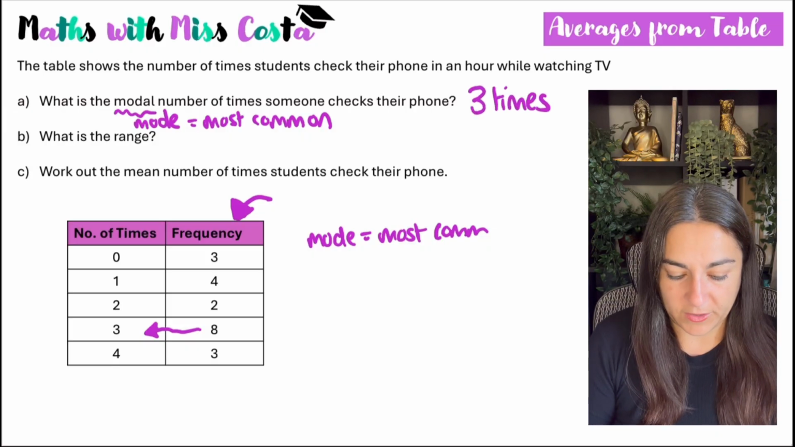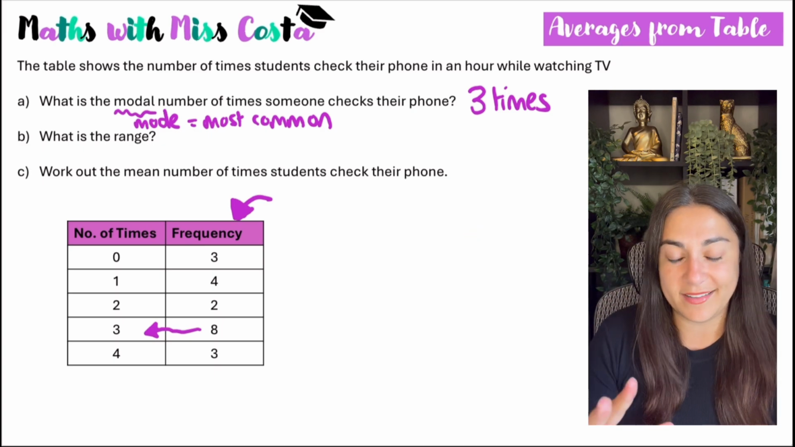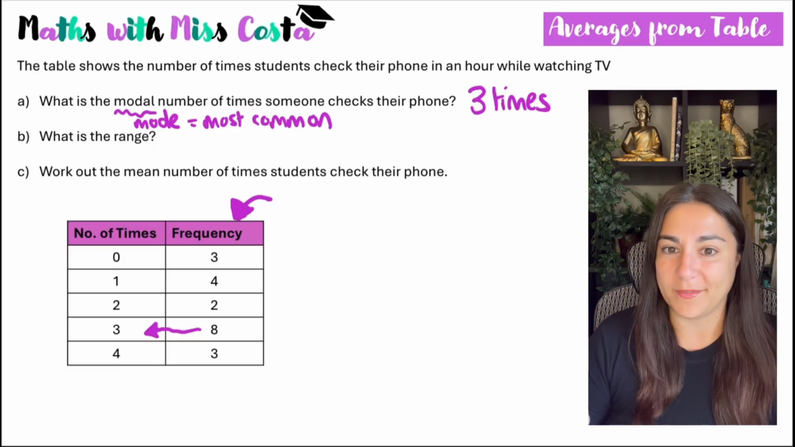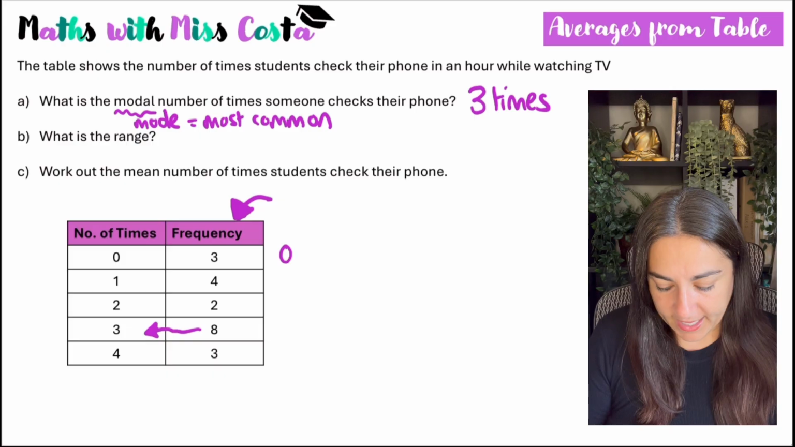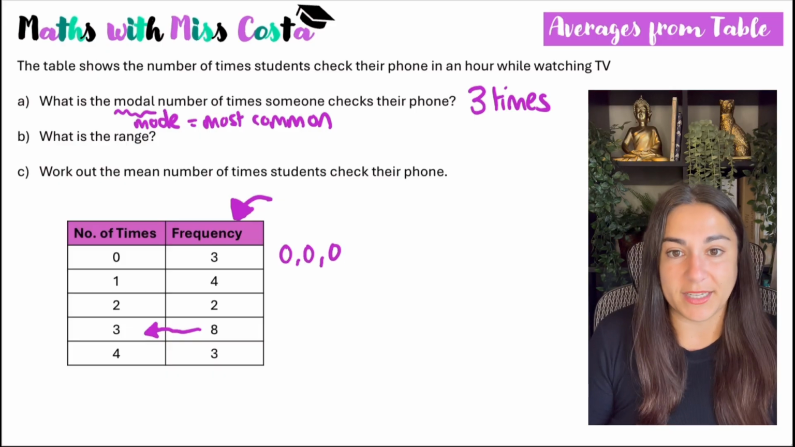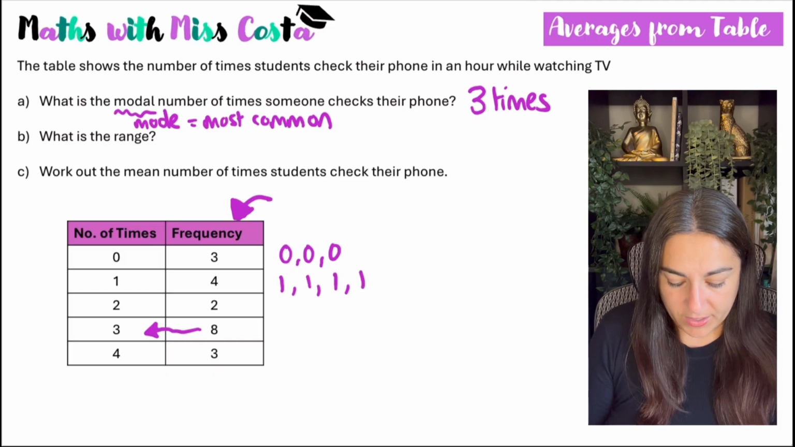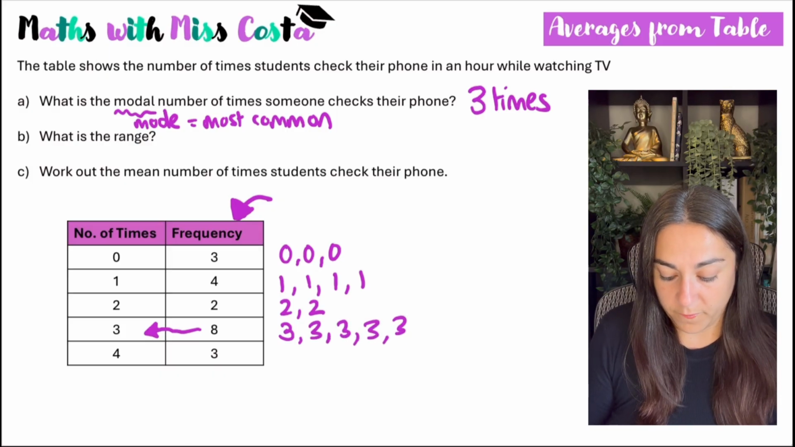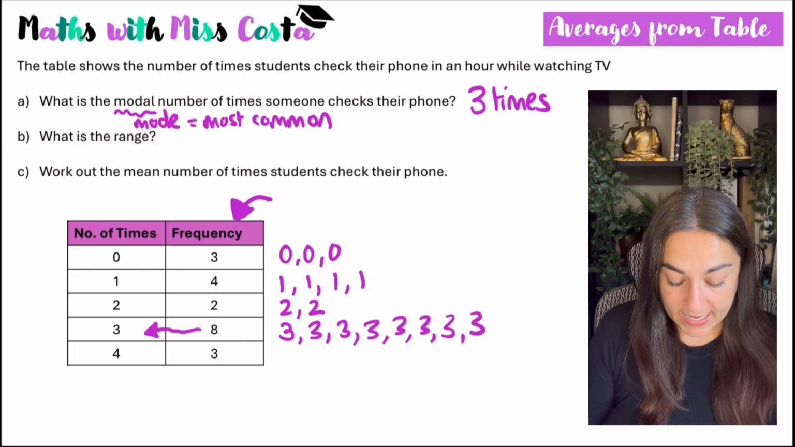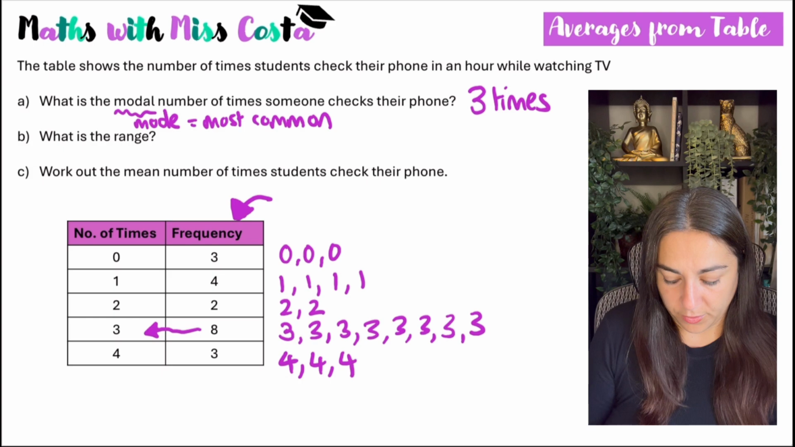But actually what I'm going to do is show you what this data actually represents, so that if you get really stuck, this is your fallback method. So 3 people check their phone 0 times. So that means there's 3 lots of zeros in my data set. 4 people check their phone once, so that's 1, 1, 1. 2 people check their phone twice. 8 people check their phone 3 times. So I've got 1, 2, 3, 4, 5, 6, 7, 8. And 3 people check their phone 4 times. So I've got 1, 2, 3 lots of 4.